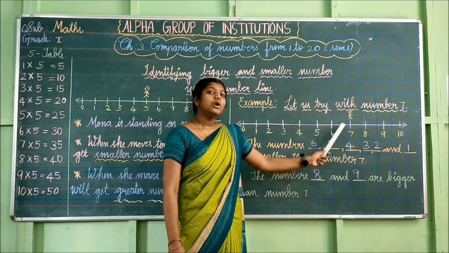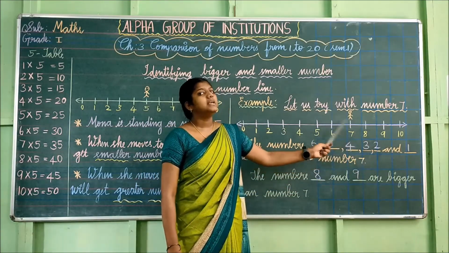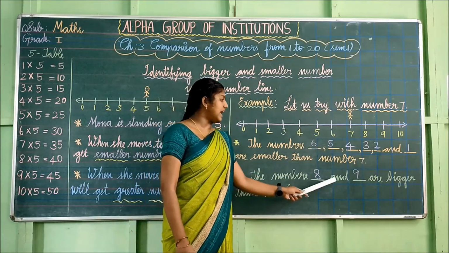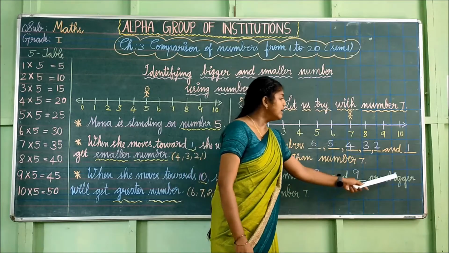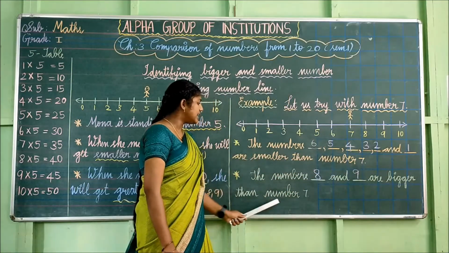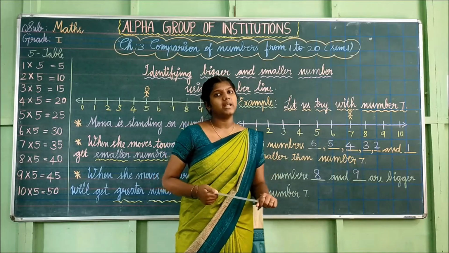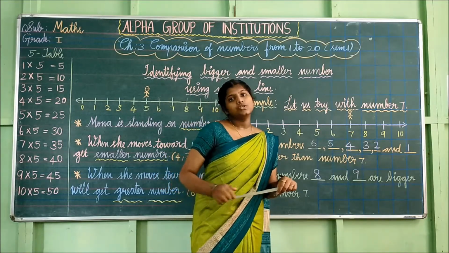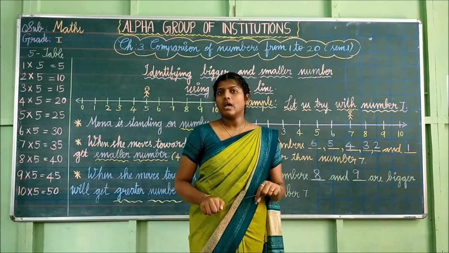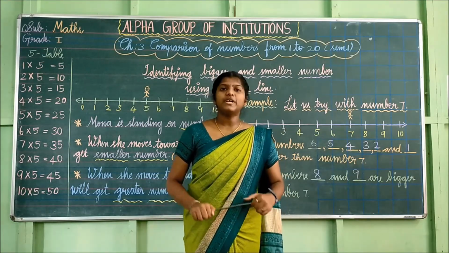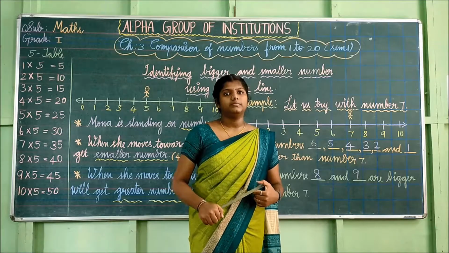These numbers are smaller than the number 7, and the numbers 8 and 9 are greater than number 7. So these two numbers are greater than number 7. So do you understand, children, how to find the bigger and smaller numbers using number line?